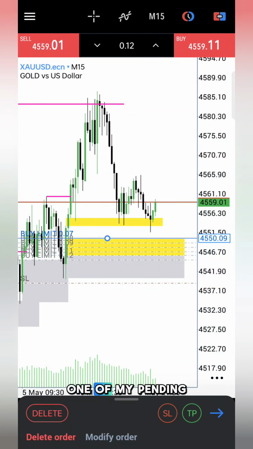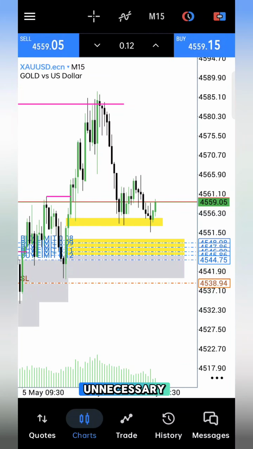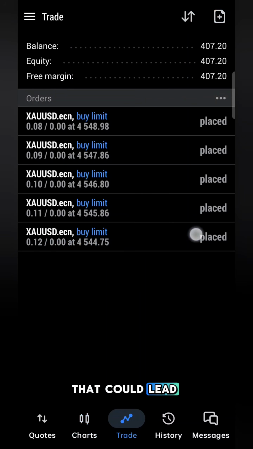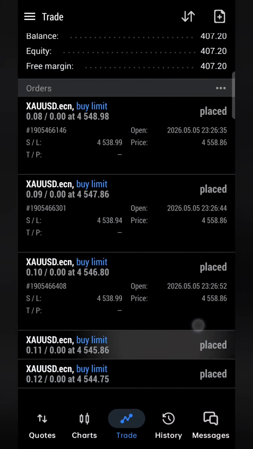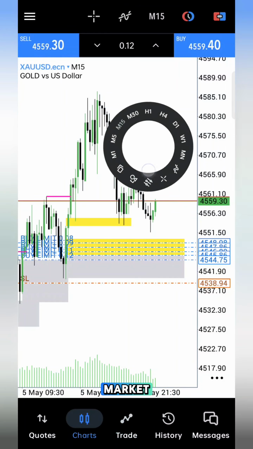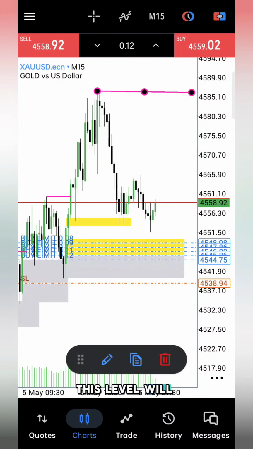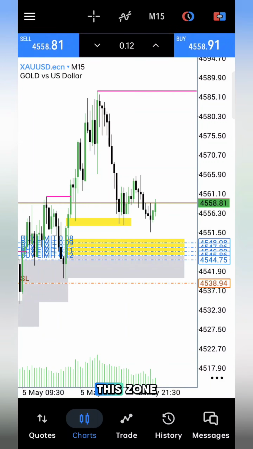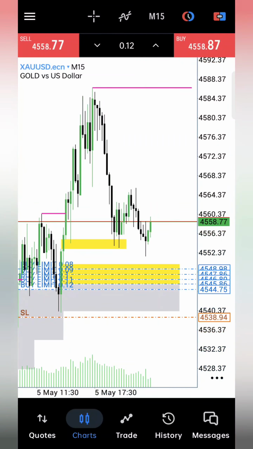Here I've removed one of my pending orders to manage risk effectively and avoid unnecessary exposure that could lead to a margin call. As you can see, all my pending orders remain unfilled at this point. Now, we stay patient and let the market decide whether it delivers into our zones. This level will serve as my profit-taking target. Once price delivers into this zone, I'll close all active positions and cancel any remaining pending orders to secure the profits.